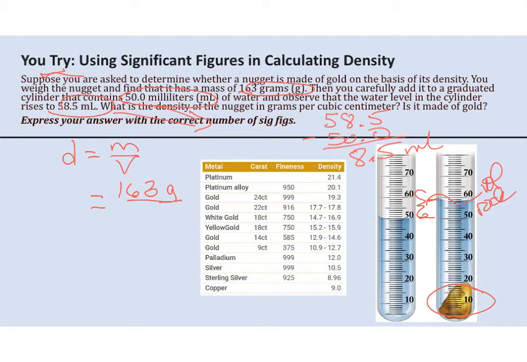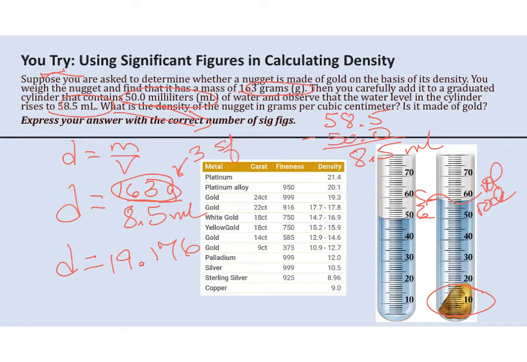So now I'm going to go back and plug that volume, 8.5 milliliters, into the equation for density, and then I'm going to plug that into my calculator, 163 divided by 8.5. And I'm going to write down a whole bunch of extra digits. I always do that, and then I figure out how many sig figs I really need. Since this is division, I need to count the sig figs of each of the factors. The numerator has 3 sig figs. The denominator has 2 sig figs. So my answer can only have 2 sig figs.